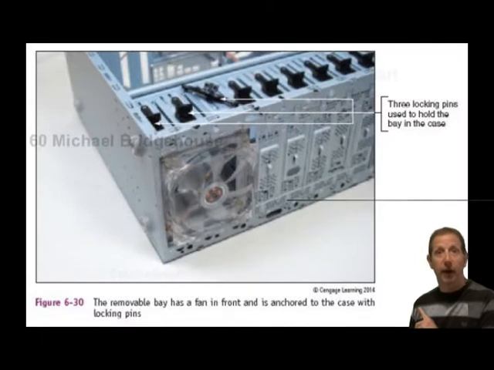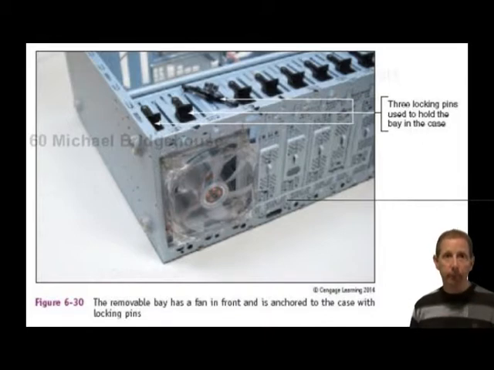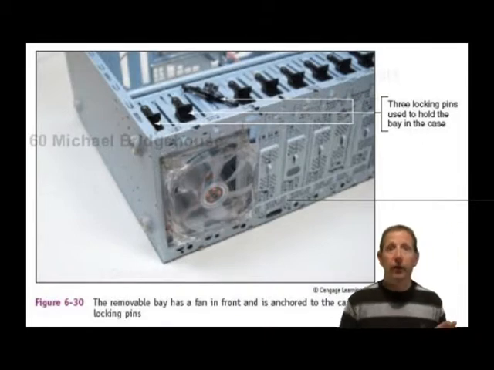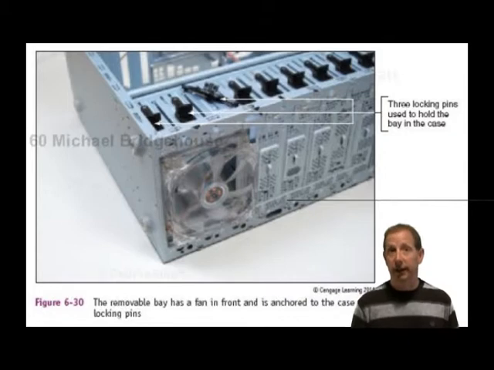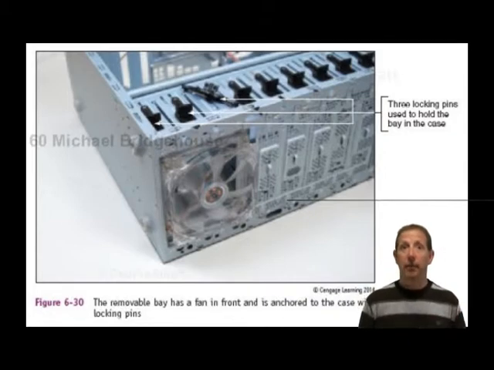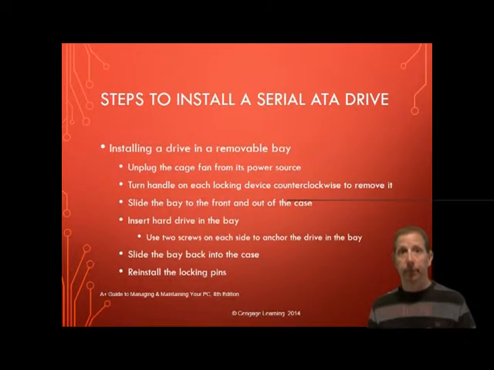Now, as the figure shows behind me, it shows a computer case with a removable bay that has a fan at the front of the bay to help keep the drives cool. The case manufacturer calls the bay a fan cage. Now, the bay is anchored to the case with 3 black locking pins. A third locking pin from the bottom of the case is disconnected.